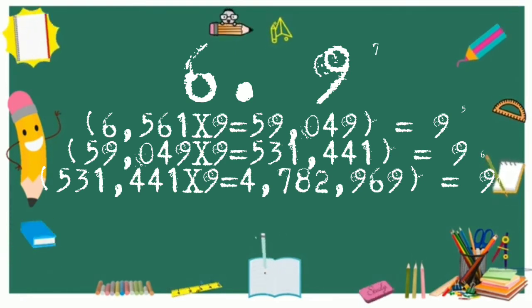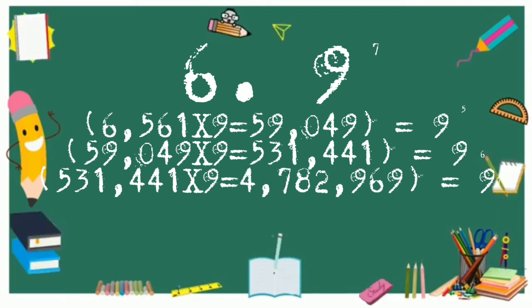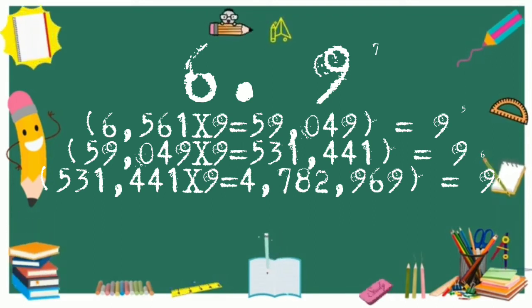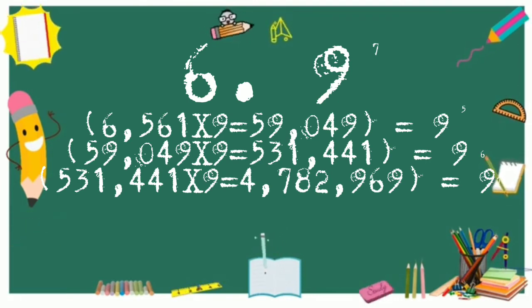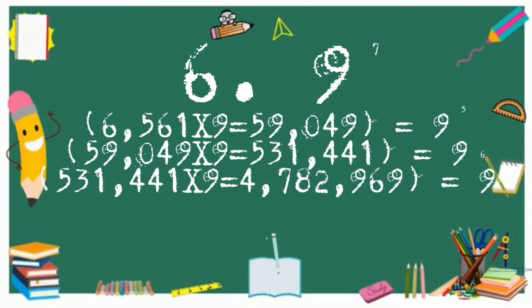Finally, we have 531,441 times 9 is equal to 4,782,969, and it is equivalent to 9 raised to the power of 7.